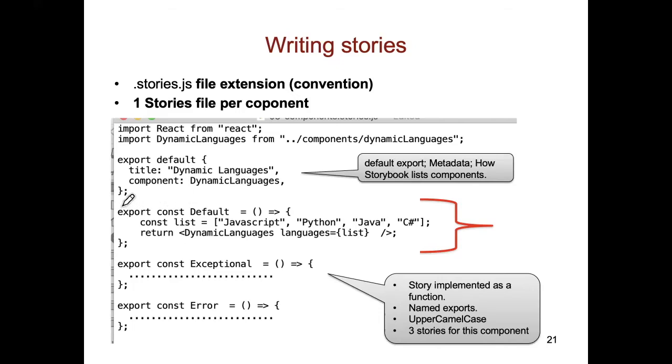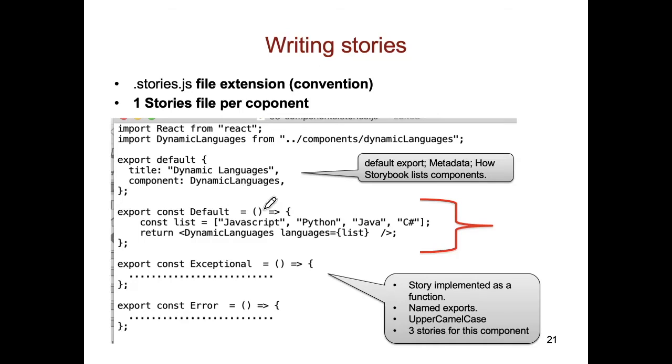Then I have as named exports each of my individual stories. Now you remember I came up with 3 stories for my dynamic languages component, and I arbitrarily called those stories default, exceptional, and boundary. You can give them any names you want to. So this looks like the implementation of the default story, which is when the component receives an array of 5 or less languages.